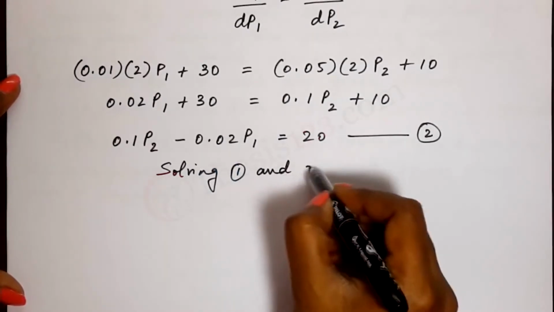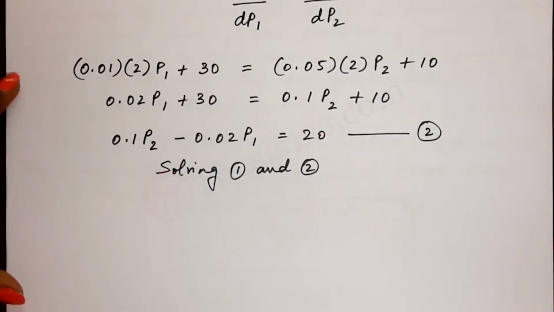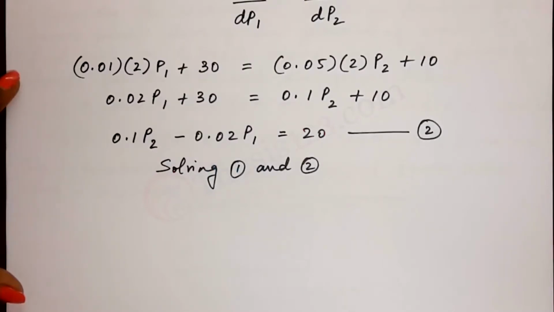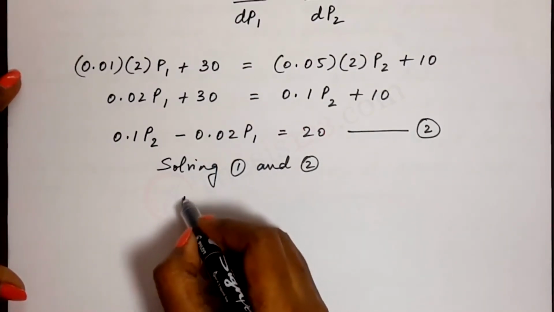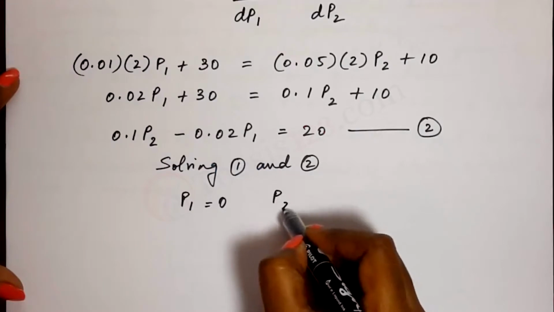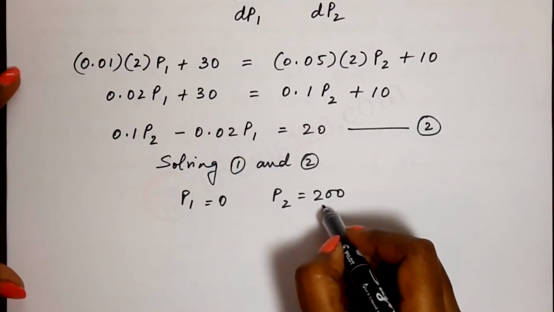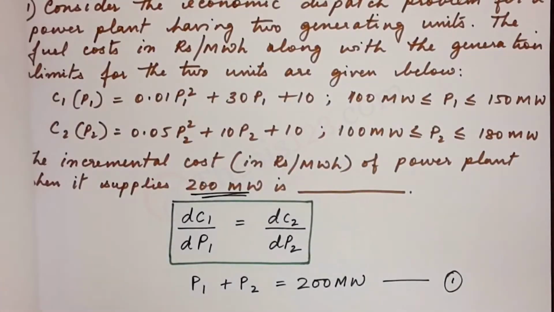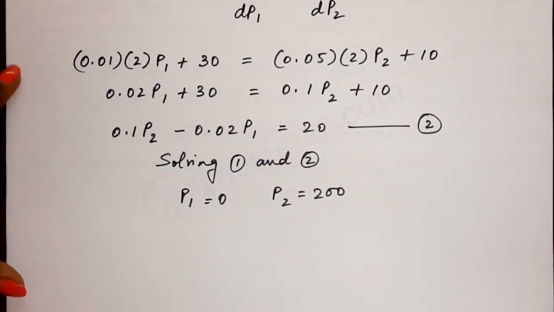solve 1 and 2, you can use any method. I believe you can use your calculator in order to solve linear equations in 2 variables. We have 2 unknowns, P1 and P2, so you can solve using any method you like. I will leave that solving part to you. You should arrive at P1 equal to 0 and P2 equal to 200. But if you look at the condition here, P2 lies between 100 and 180 and P1 lies between 100 and 150, which means that these values are not feasible.